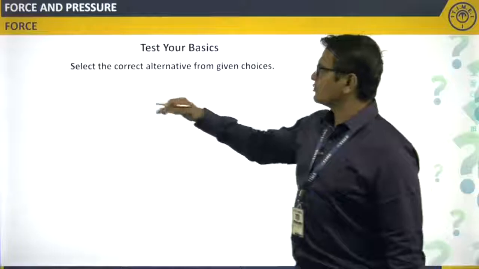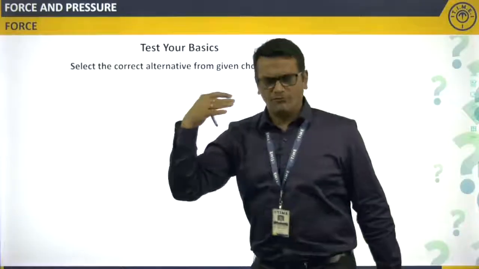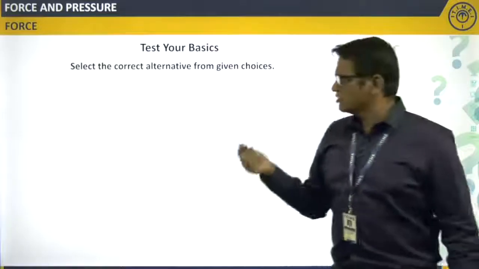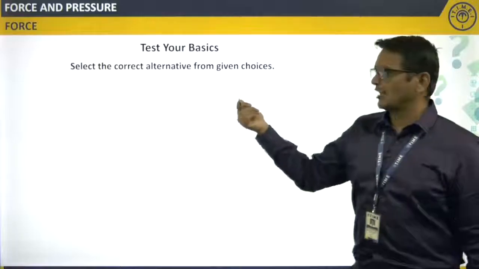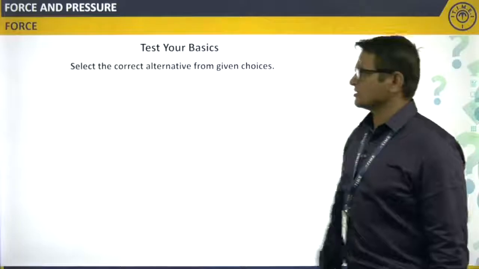Let's see the next kind of question. It says select the correct alternative from the given choices. That means 4 choices will be given to you. That means it's a multiple choice kind of question. You have to choose the correct alternative. Clear? Let us see the first question here.